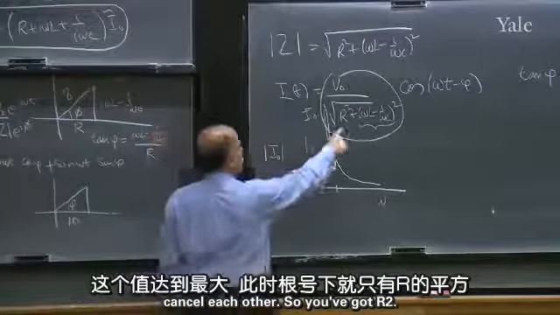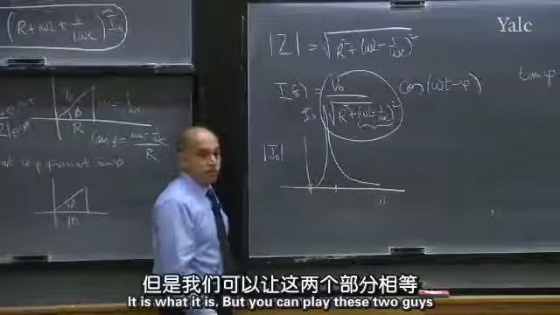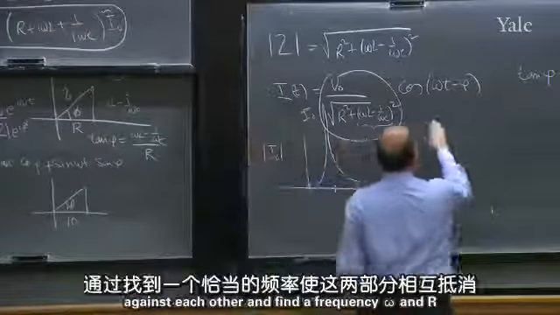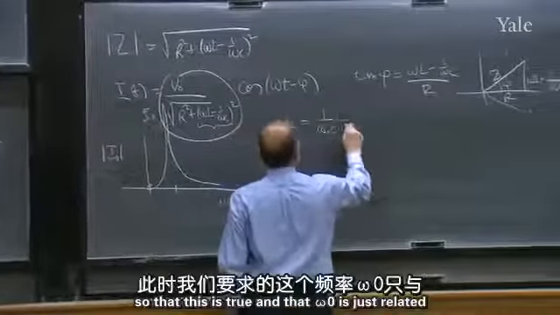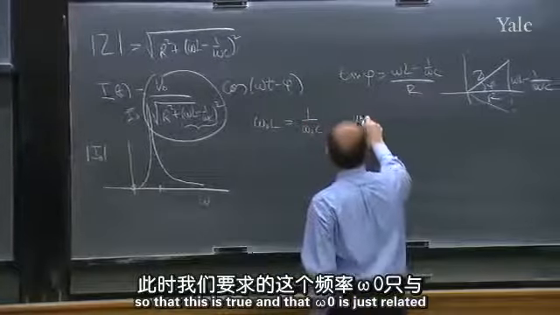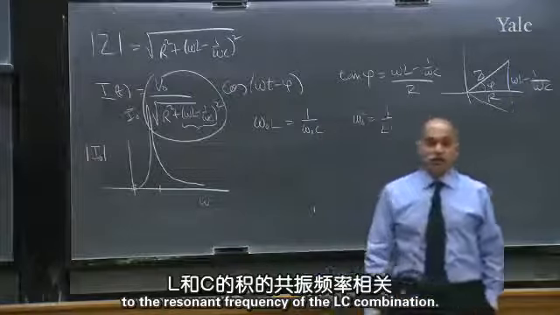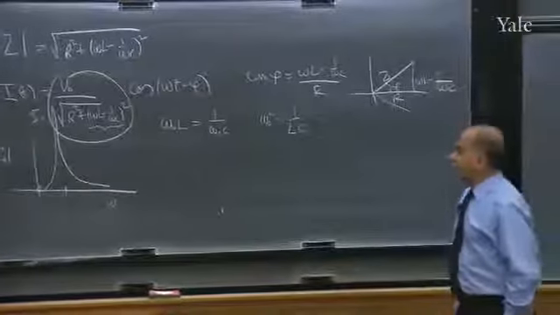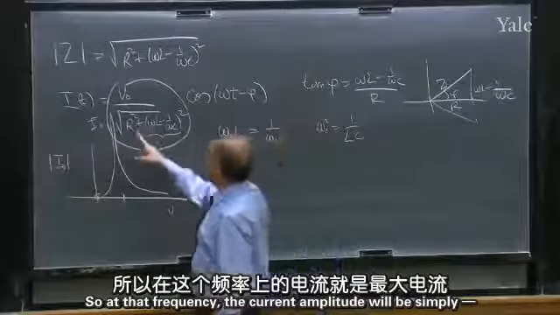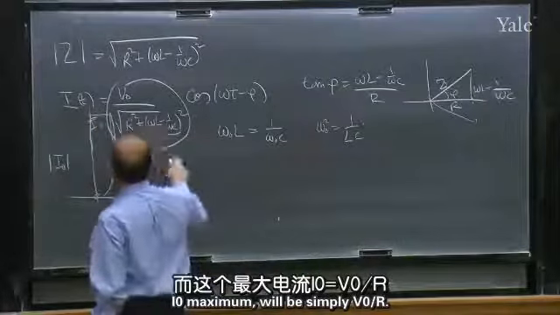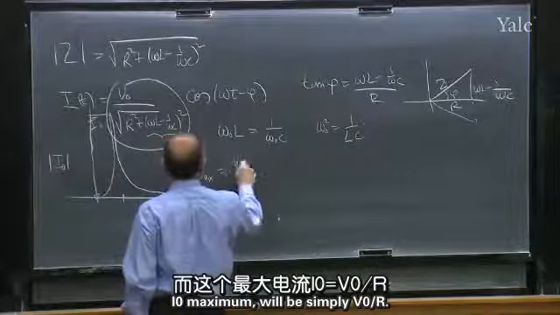See, you got R squared. If you're trying to get the maximum current, there's nothing you can do about R squared. It is what it is. But you can play these two guys against each other and find a frequency, omega naught, so that this is true, and that omega naught is just related to the resonant frequency of the LC combination. So at that frequency, the current amplitude I0 maximum will be simply V naught over R.